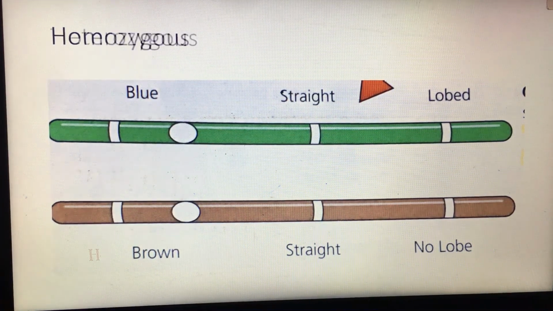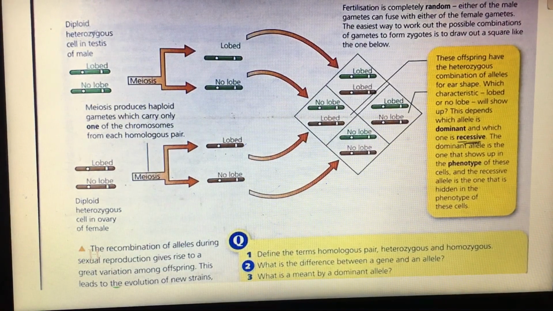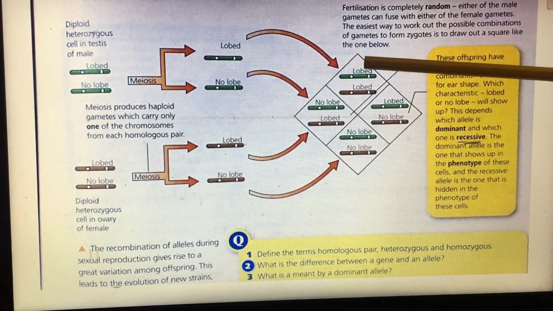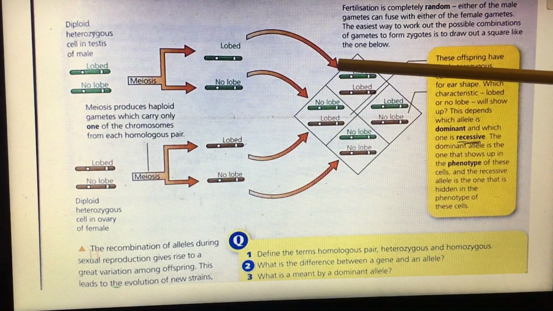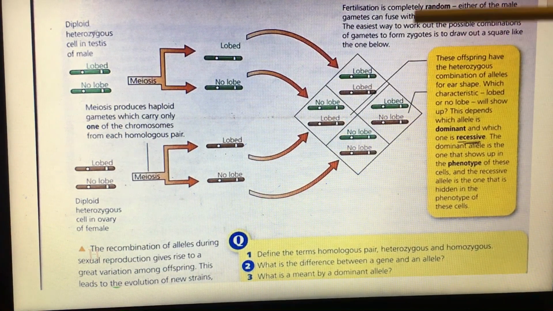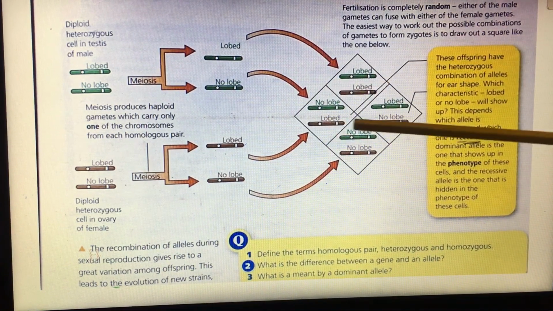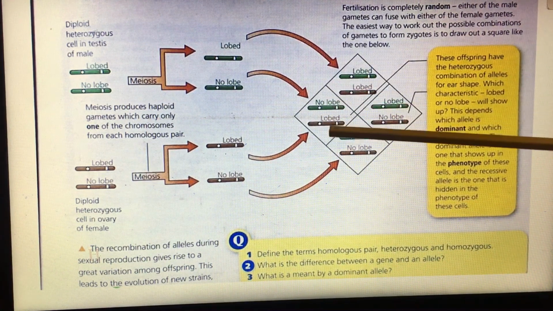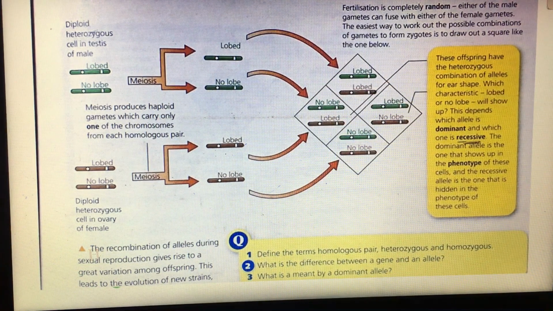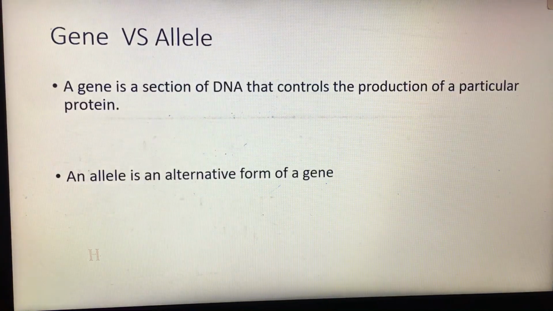So, here, in this square, we have looped with looped, so this one is a homozygous cell, and no loop with no loop, also a homozygous cell. But also here we have looped with no loop and no loop with looped. Also we have two heterozygous cells. So two homozygous cells and two heterozygous cells.